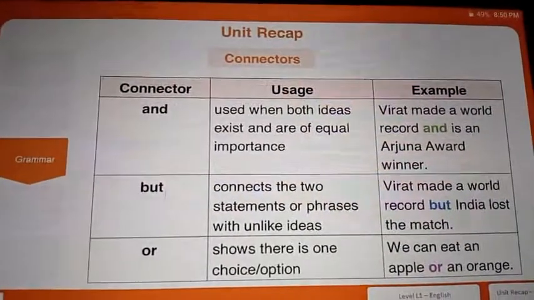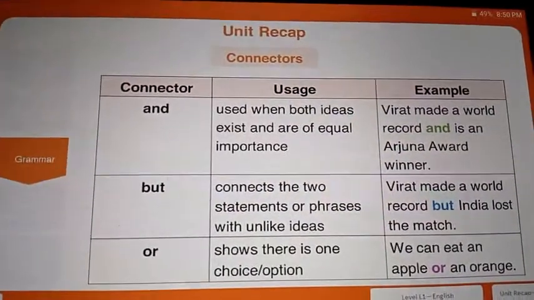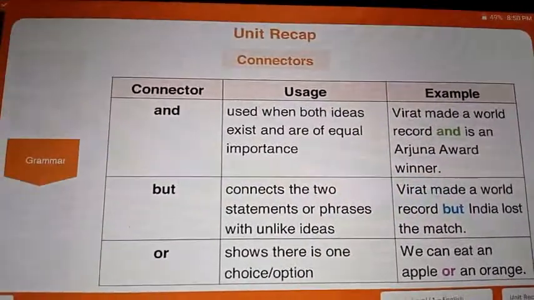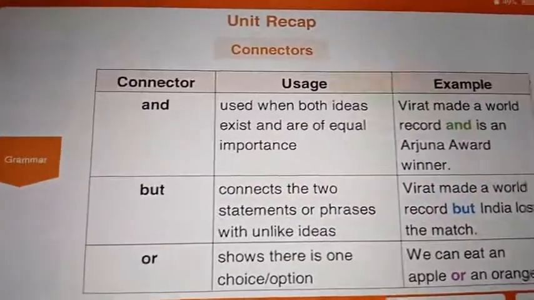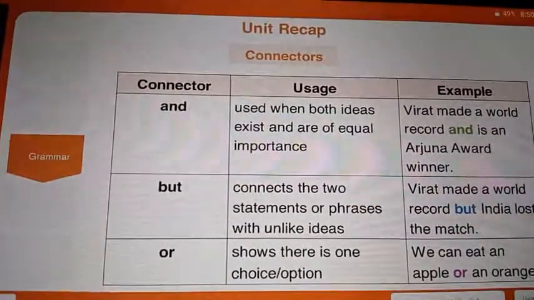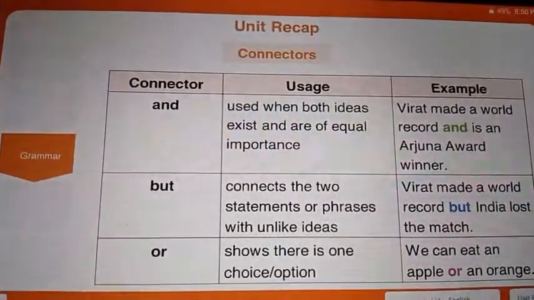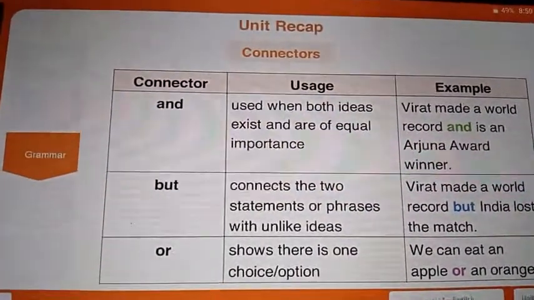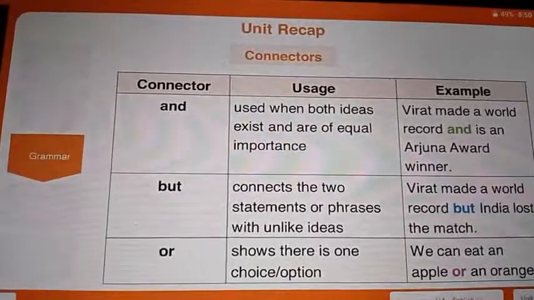Let's look at a few of them. These are three examples of connectors: and, but, and or. And is used when both parts of the sentence are of equal importance. But is used when both the parts of the sentence are unlike each other. Or is used to show a choice.